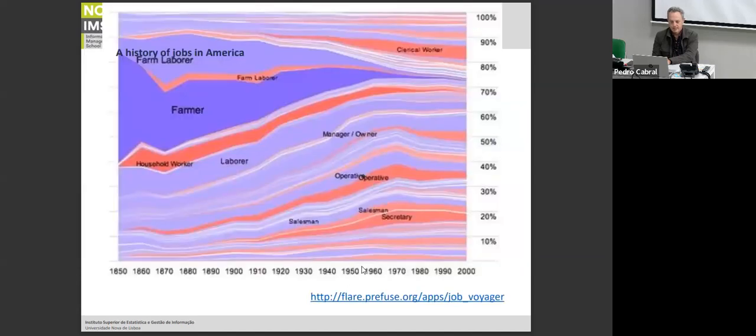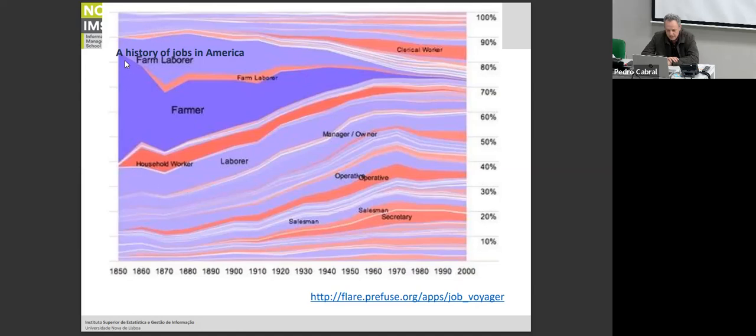This is an interesting stacked area chart. We also need to know how to call names to these different types of charts. So we try to understand and know them, because then if you want to communicate with anybody, we should be knowledgeable about what kind of charts we are using, okay? This is a stacked area 100% chart, okay, showing the evolution of professions in America since 1850 to 2000, okay?